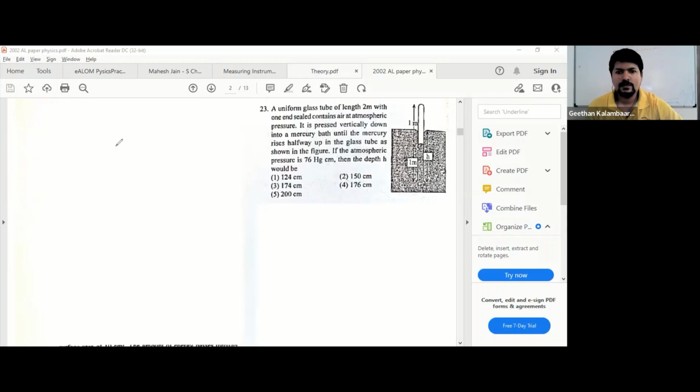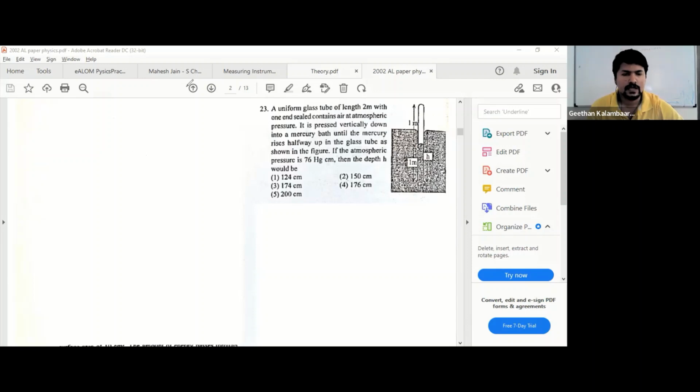A uniform glass tube of length 2 meters with one end sealed contains air at atmospheric pressure. It is pressed vertically down into a mercury bath until the mercury rises halfway up the glass tube, as shown in the figure. If the atmospheric pressure is 76 mercury centimeters, then find the depth.